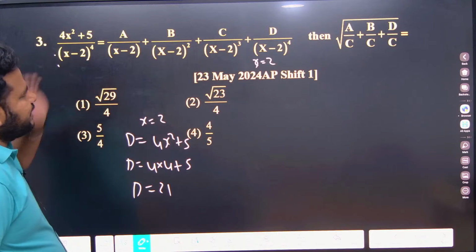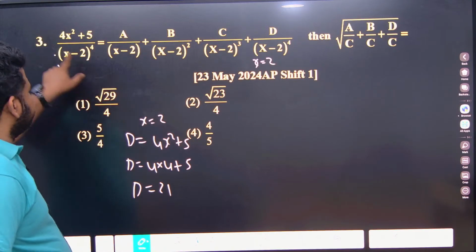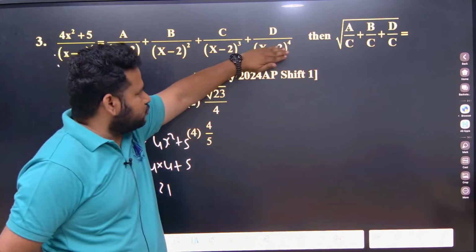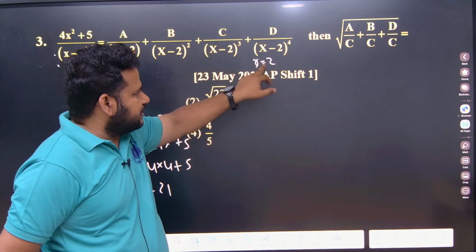Now I want the c value. If I want the c value, I have to differentiate this once. But except this, under d what is there? x minus 2. x minus 2 gives me what? x is equal to 2.